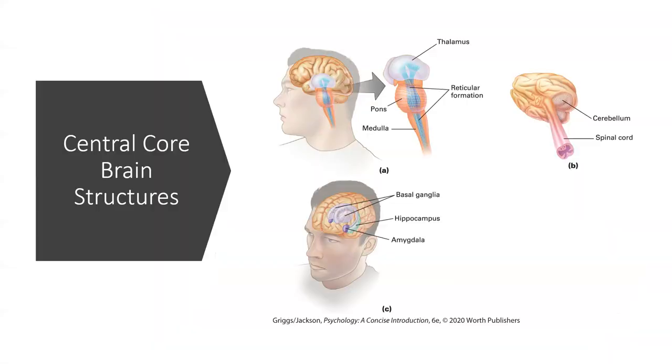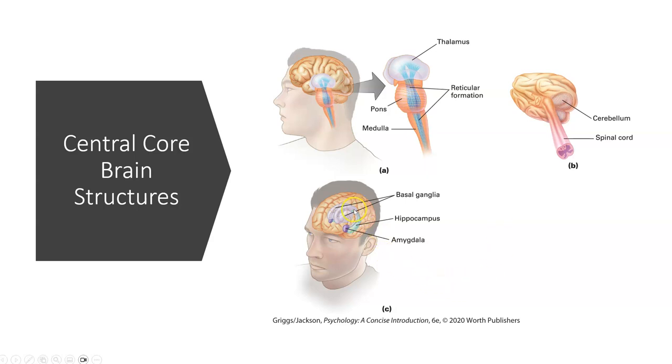Now, your authors provide you with this visual so that you can get a sense of where these structures are. Notice that they are in the center of the brain. So in the first image here, you have this center portion, this older portion of the brain. You go up the medulla, through the pons, through the reticular formation, and to the thalamus. Now the cerebellum sits right up above the spinal cord. Remember its important role in coordination of movement.